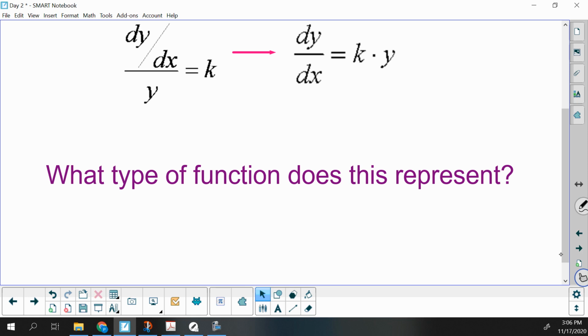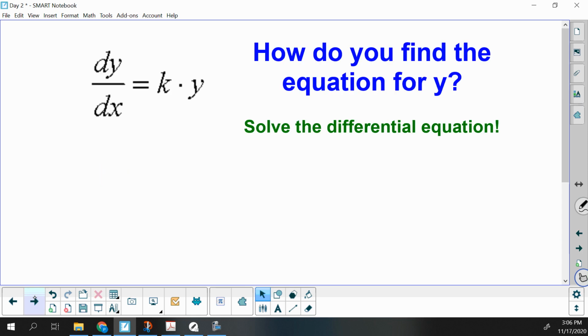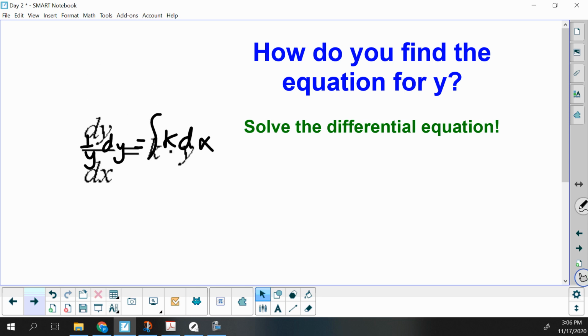And we'll find out what that's going to be in a second. So if we go down, we're going to solve this differential equation. We're going to divide the y over, multiply the dx over. So we're going to have 1 over y dy equals k dx. We're going to take the integral of both sides.